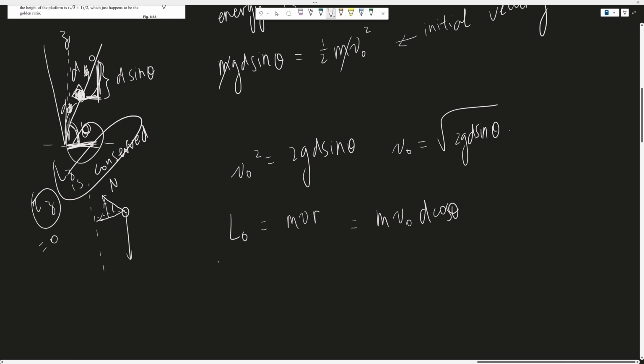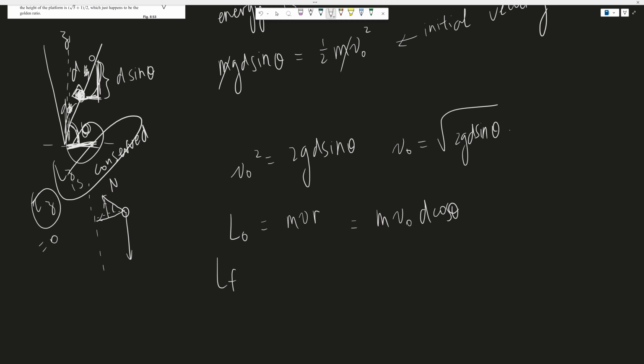And then what about when it bounces off? Let's call it L final. So when it is at its highest point, let's say it's here, when it bounces up while swirling around the cone. Let's call the angular momentum at this point LF, although it's equal to L0. And so what would LF be? LF would be m times v final. So let's call the velocity of this sphere at this point v final times r final.